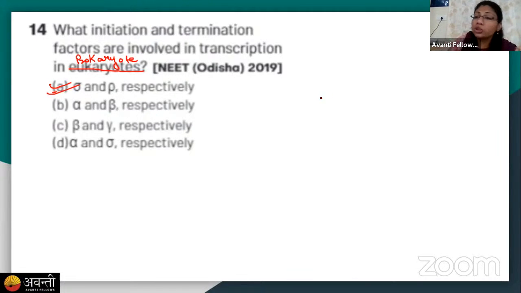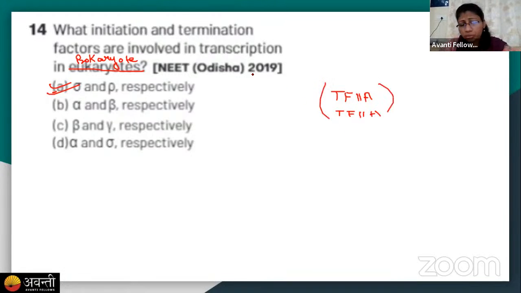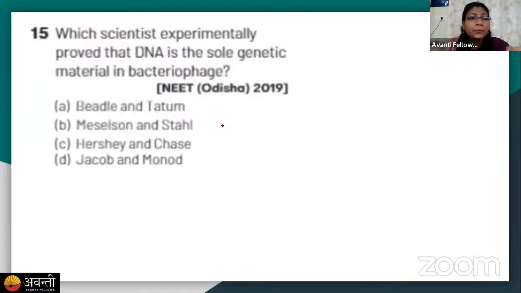If we talk about the eukaryotes, there we have another factor, that is transcription factor 2A or transcription factor 2H. These were the factors required for the eukaryotes. But here there is a misprint in the question, so it is not for eukaryotes, it is for prokaryotes. So in prokaryotes we have two factors, sigma and rho. So option A is correct.